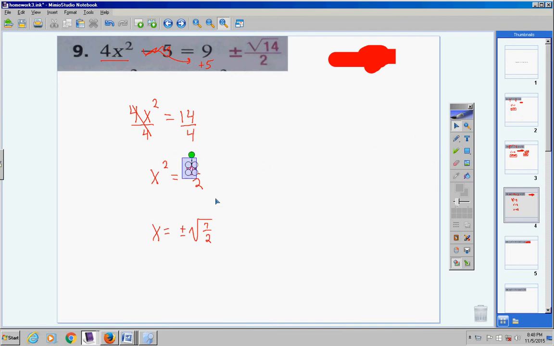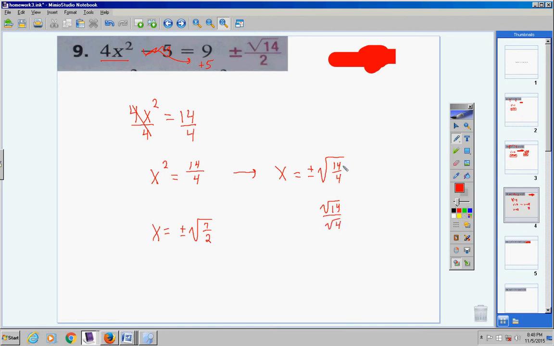Here's what they did. Instead of reducing, now watch carefully, I'm going to teach you something here. Instead of reducing 14 over 4, they left it 14 over 4. Then they took the square root of both sides. The square root of x squared is x. Now watch. The square root of 14 over 4 is this. But anytime you have the square root of a whole fraction, you can split it up like this. Do you see that okay? Do you see what I did?